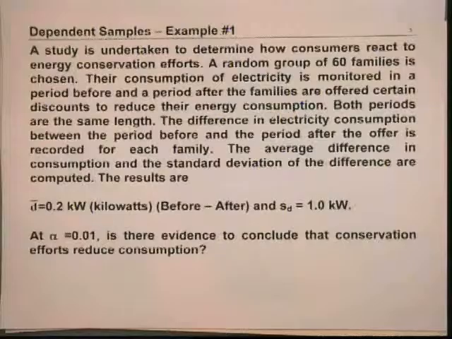The average difference in consumption and the standard deviation of the difference are computed. The results are that D bar is 0.2 kilowatts, that's taken before minus after, and the standard deviation of those differences is 1. At alpha equals 0.01, is there evidence to conclude that the conservation efforts reduce consumption?